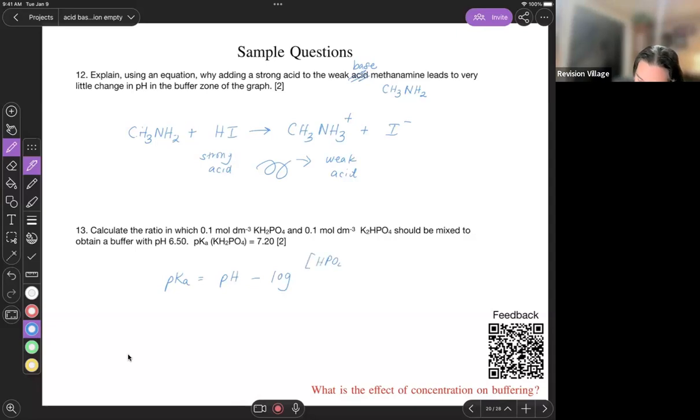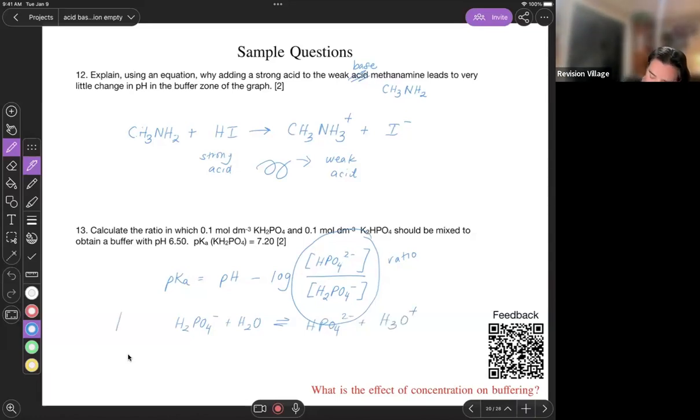Here, the base is the 2 minus, and the acid is the 1 minus. So we're looking to calculate this ratio. And we want to know how these two solutions should be mixed to obtain a buffer with a pH of 6.5, given the pKa of this. So let me remind you that the reaction that we have information about is this one. So that's what the Ka is describing.